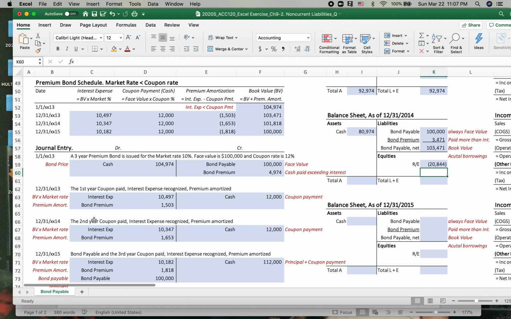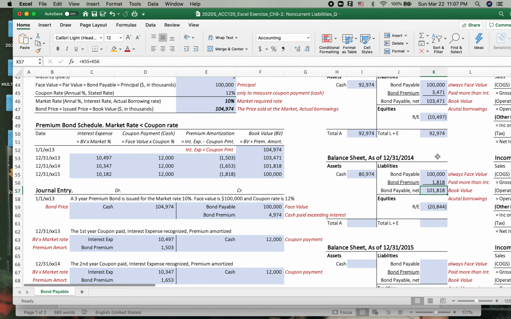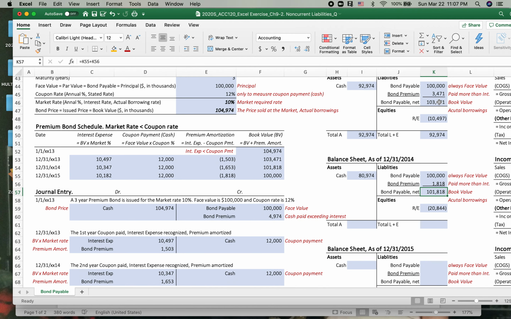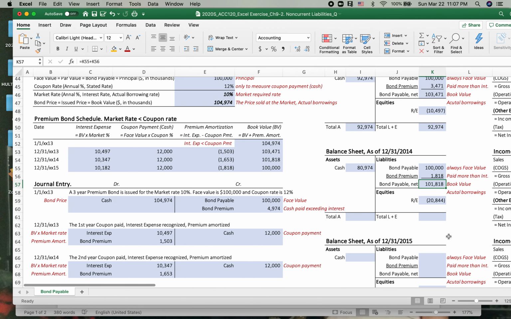Okay, then the bond premium we should reduce amortization. Now you may notice starting from the 104,974, now the December 31st, 2013, 103,471, now 101,818. So it has been reduced, and then final year it should be $100,000 before repayment.